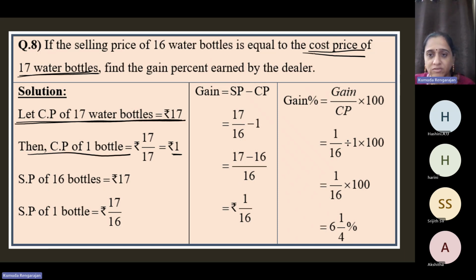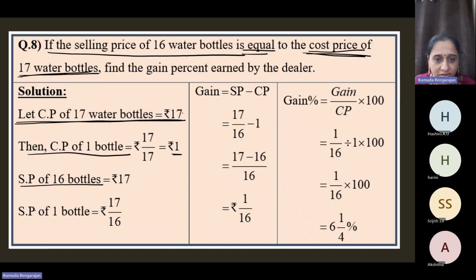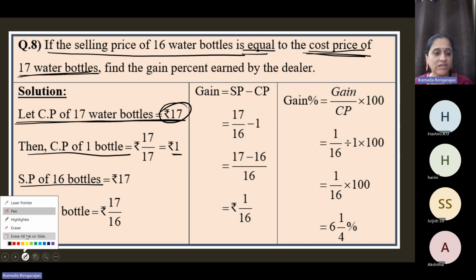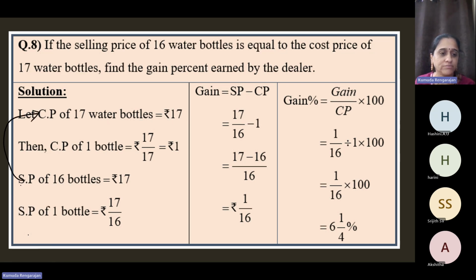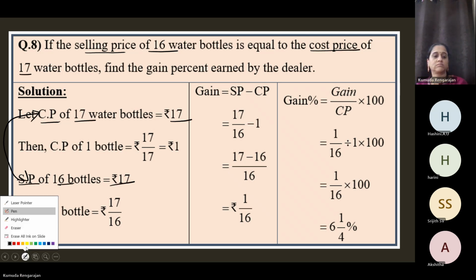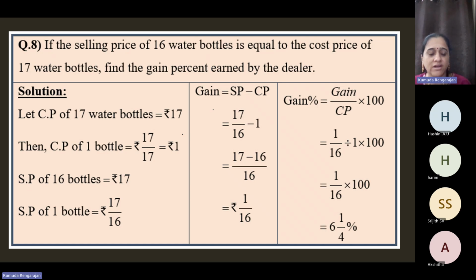Now, the cost price of 17 water bottles, it's given it's equal to the selling price of 16 water bottles. So what is the selling price of 16 water bottles? 17 rupees. Because it's given that these two are equal. CP of 17 is equal to SP of 16. So what is the CP of 17? 17 rupees. So the SP of 16 will be 17 rupees. It's given here. I've not written anything by myself. I'm just following the instructions given in the question.